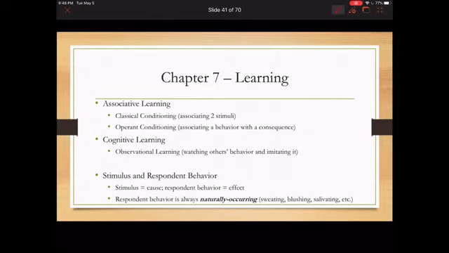And then stimulus and respondent behavior. So your stimulus is the cause, the respondent behavior is the effect. And you should know too that respondent behavior is always naturally occurring. You don't have to tell yourself to sweat, you don't have to tell yourself to blush, you don't have to tell yourself to salivate. So your respondent behavior is always something that occurs naturally without you having to force it to happen.